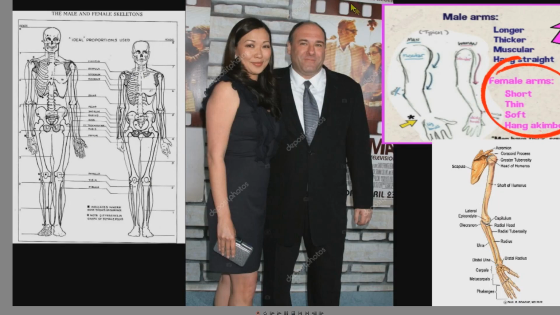Next picture, James Gandolfini, I believe it is. Look how short the arm is compared to the husband. Big, massive hand, dupe and delight, because you can't tell the difference. But the skeleton will tell you everything you need to know. Can't find a suit that fits either, look.